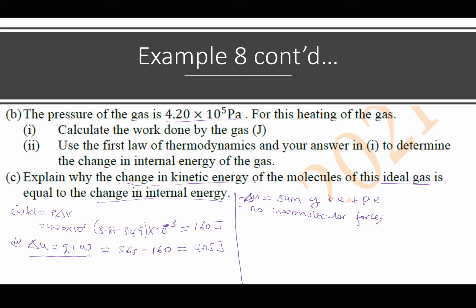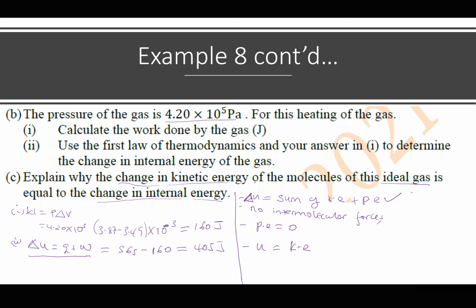And as long as there are no intermolecular forces, or the intermolecular forces are negligible, it means the potential energy component becomes zero. So potential energy is zero for an ideal gas. And if the potential energy is zero, yet internal energy is the sum of kinetic energy and potential energy, then it means that internal energy is only going to be equal to the kinetic energy of the molecules. Note this analysis very well.